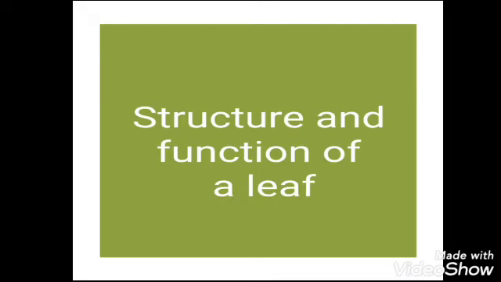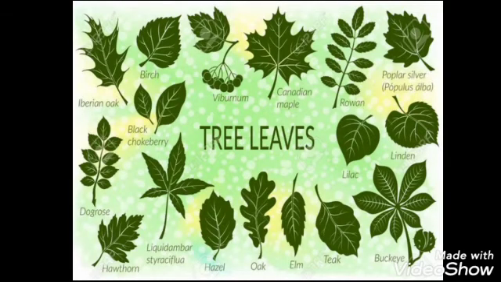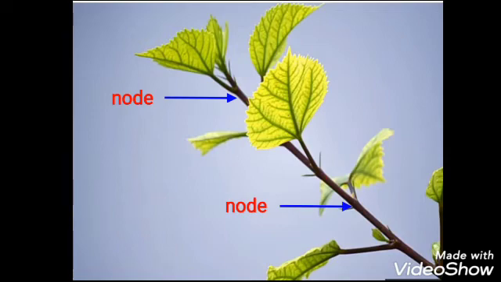Now let's learn the structure and function of a leaf. Children, the leaves of different plants are different. Leaves grow from the nodes on a stem. Leaves are generally thin, flat, and green in color. Different leaves have some common features, and these common features are the parts of a leaf. So, let's learn the parts of a leaf.